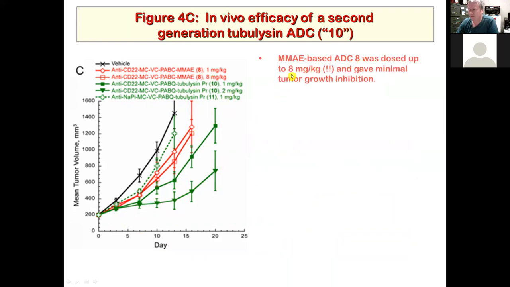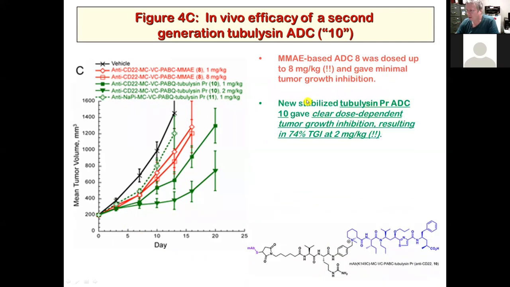MMAE-based 8 was dosed up to 8 mg per kg, and it gave minimal tumor growth inhibition. The new stabilized tubulysin propyl, number 10, gave a clear dose-dependent tumor growth inhibition, resulting in 74% tumor growth inhibition at 2 mg per kg. And so this is kind of their final super-duper compound. And it's a pretty cool result, I would say.